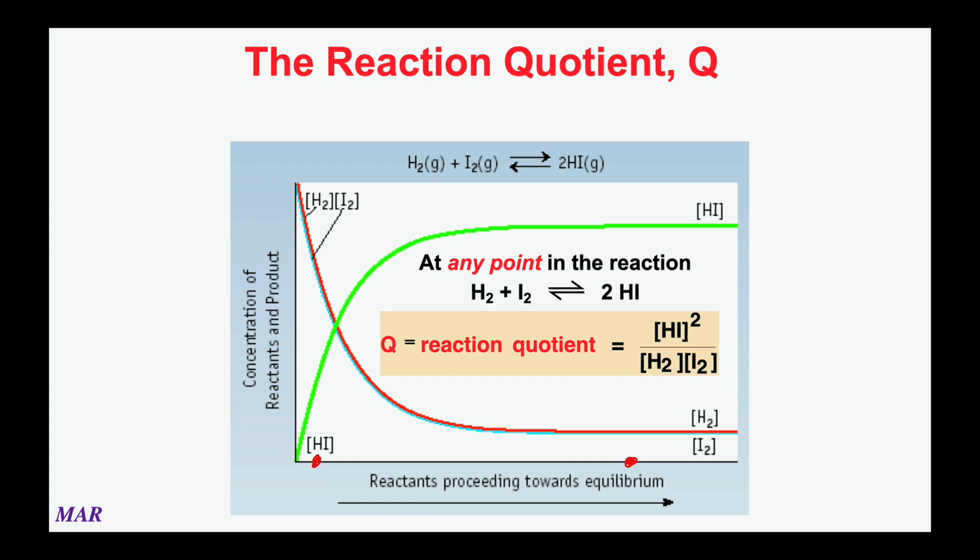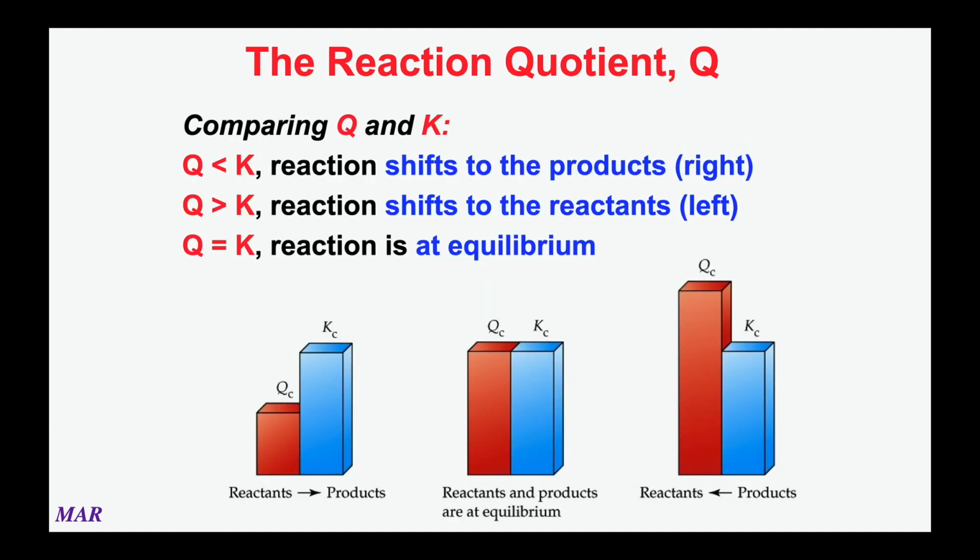So this would be the time that you'd want to do a Q calculation. You would measure the HI and the H2 and I2 concentrations at that point along the x-axis, calculate Q, and compare your Q value to K. And again, Q is going to be HI squared divided by H2 and I2, same kind of form as K. Comparing Q and K, there's three possibilities. If Q and K are the same, if they're equal to each other, that means you're at equilibrium and you don't have to wait any longer.